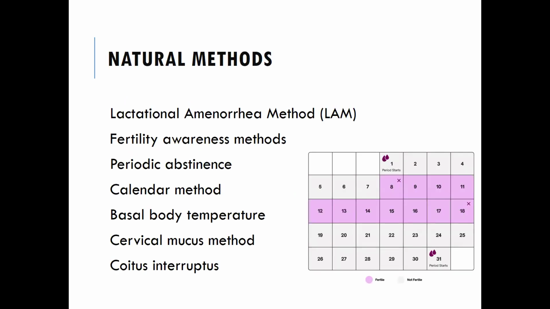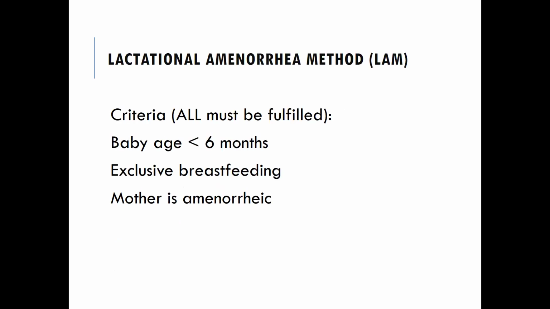Natural methods include lactational amenorrhea method, fertility awareness methods, periodic abstinence, calendar method, basal body temperature, cervical mucus method, and coitus interruptus. We can see in the picture that there is a calendar which shows the fertility days. So avoiding the fertility days is one of the natural methods to achieve the goals of family planning.